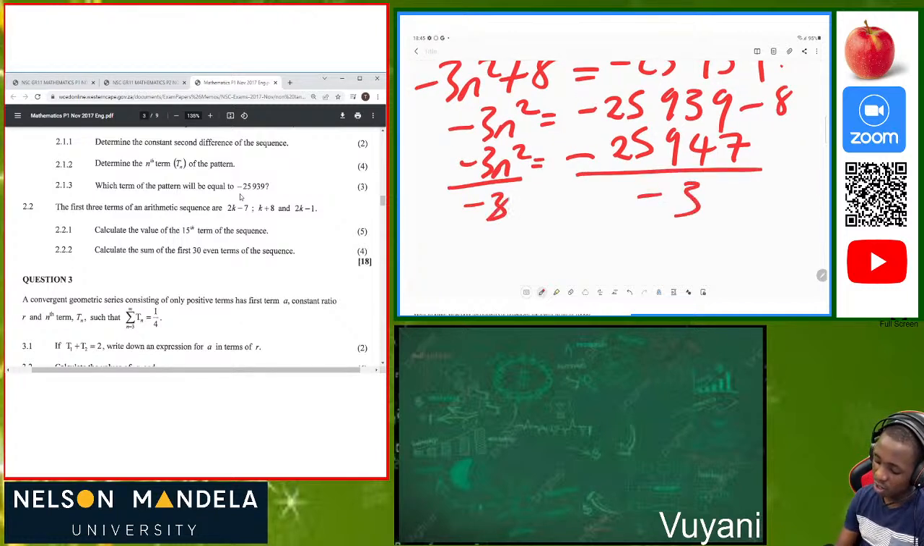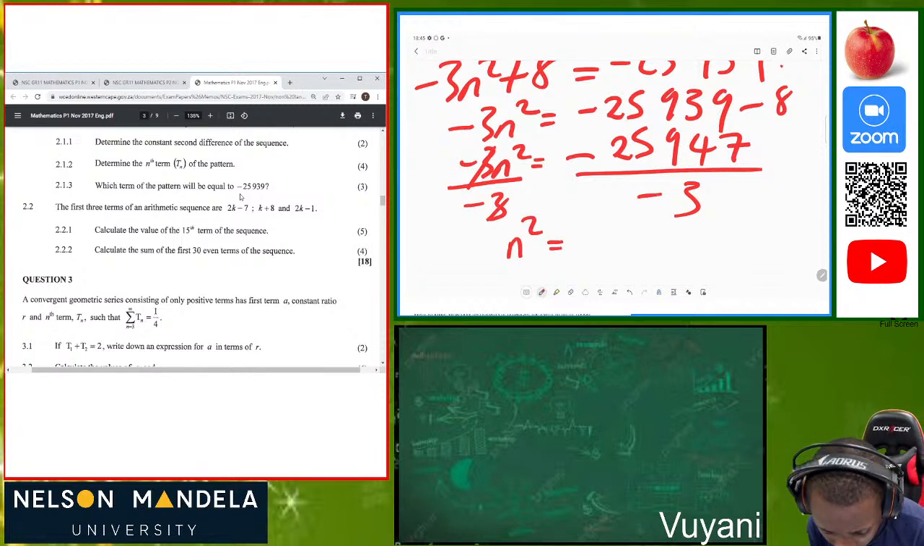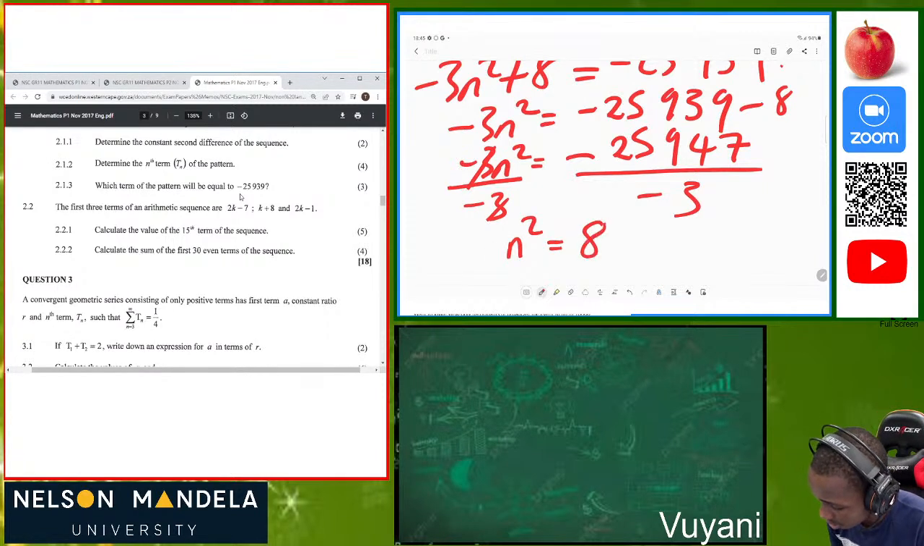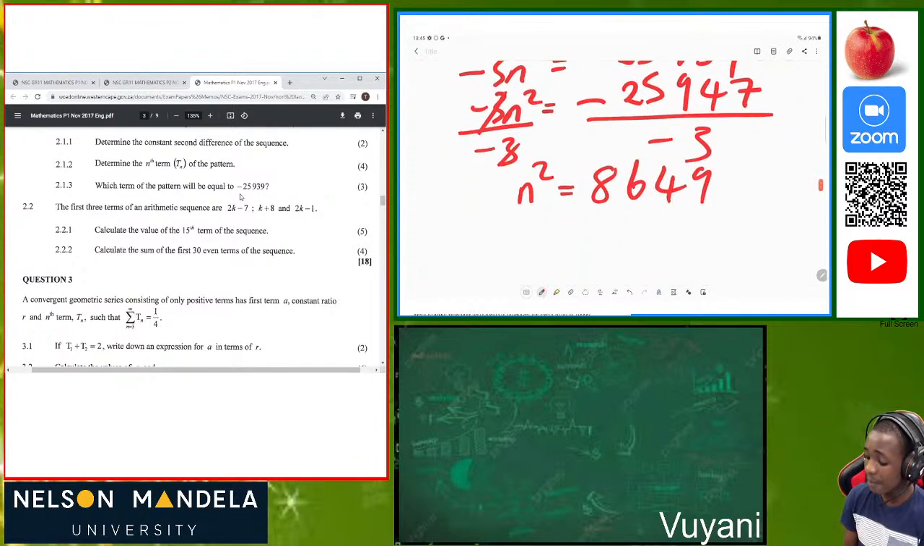Now let's divide both sides by negative 3. Now we are just using your algebra skills. Then you're left with n squared. The negatives will cancel each other. It's going to be 25,947 divided by 3, which is 8,649. We use our calculator, guys. Always use your calculator.